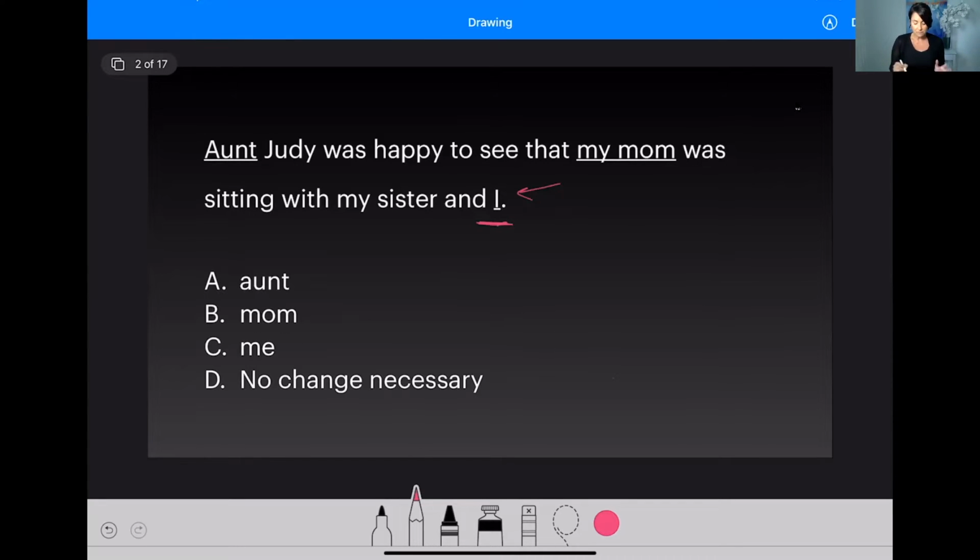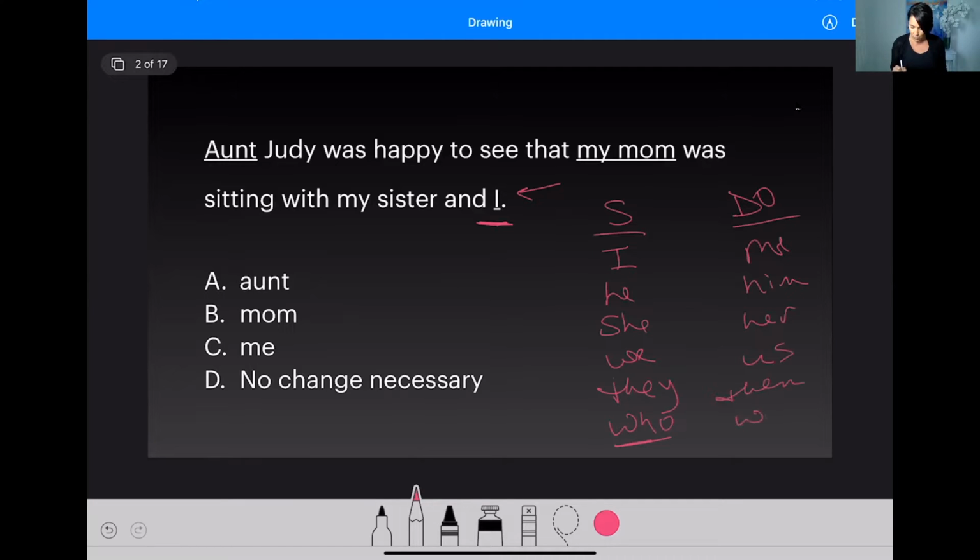Whenever you see a pronoun at the end of a sentence, make sure that it is the right pronoun. Right now, I is a subject pronoun. So subject pronouns are I, he, she, we, they, and who. We'll talk about who in a minute. Don't get too caught up with that. And direct object pronouns are me, him, her, us, them, and whom.